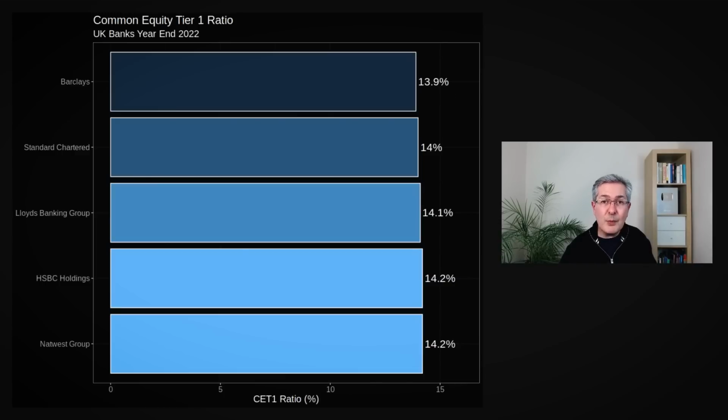So if you are really worried about losses on the asset side of the balance sheet, then you go for a bank which has a high Common Equity Tier 1 ratio. And again, if you want to find that, just Google annual results Barclays 2022 and then just look for the word CET1. It's usually in the first paragraph.